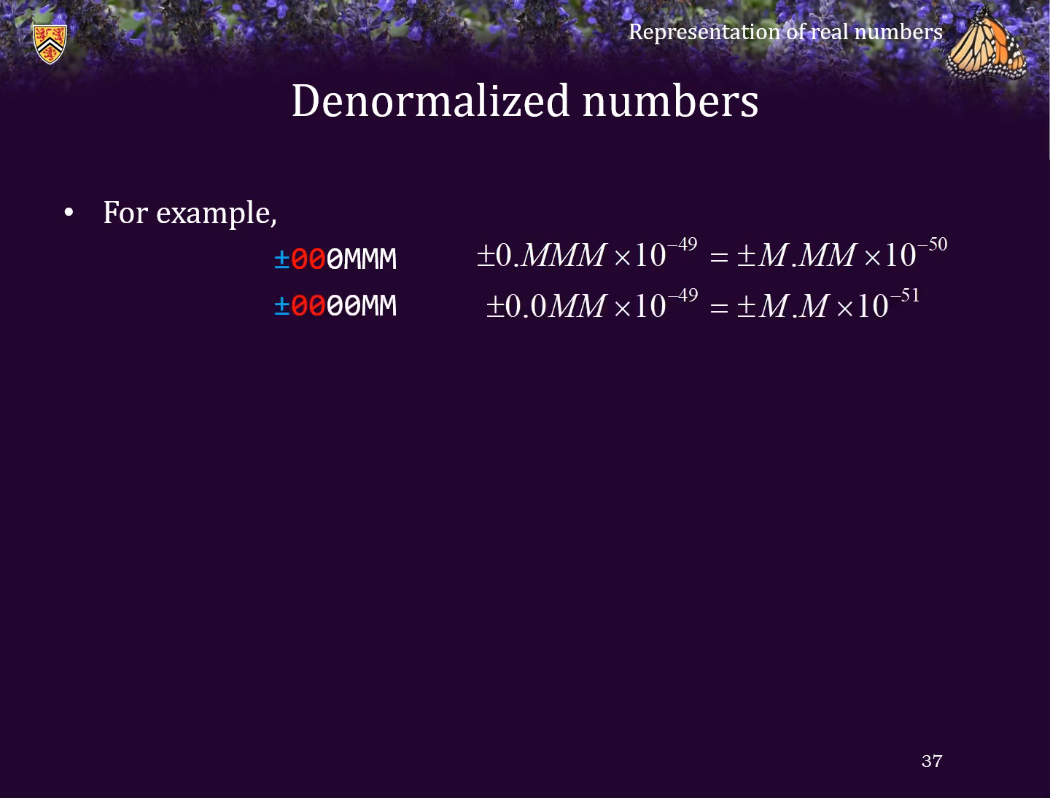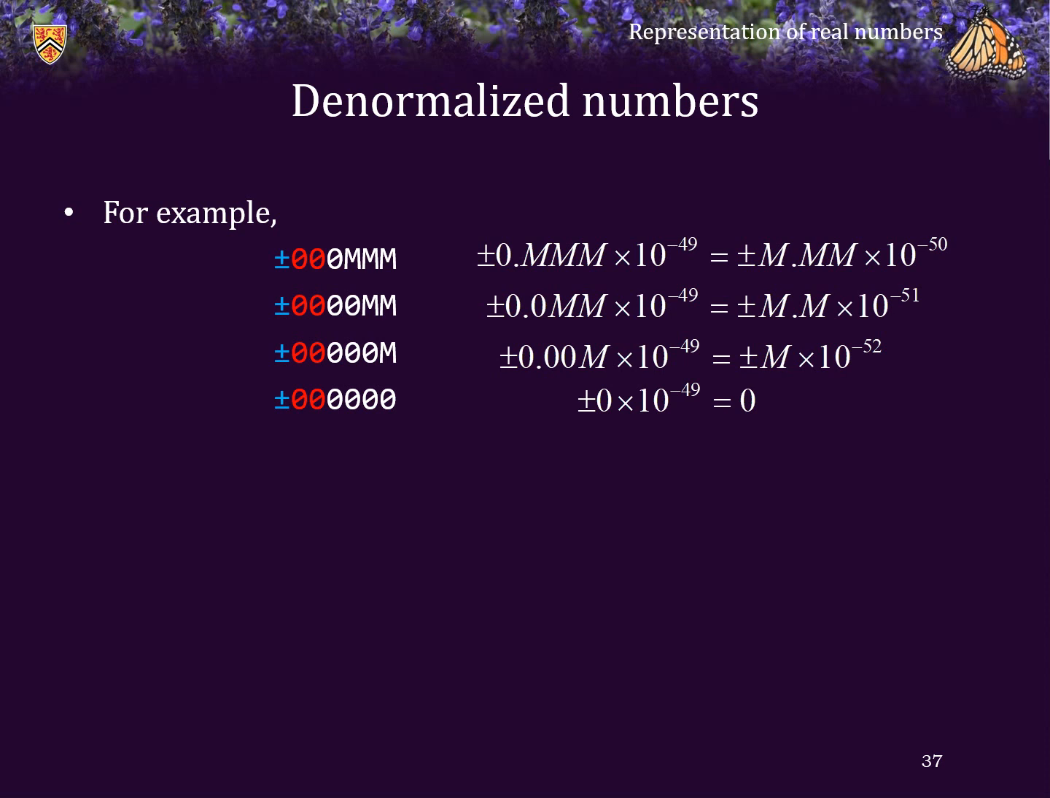If we have two leading zeros, this represents something times 10 to the negative 51. Notice now we can store numbers this small only with two digits of precision, not four. So the relative error becomes significantly larger. If the first three digits are zero, this represents some integer times 10 to the negative 52. Finally, notice that if all four digits are zero, this actually does represent zero.